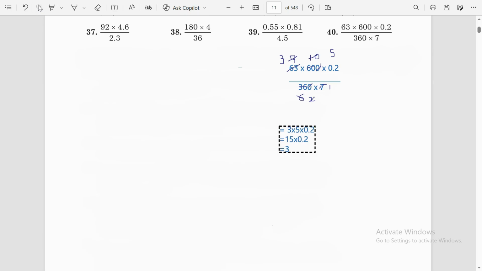What are we left with? This is 3 multiplied by 5 multiplied by 0.2, and you can see 3 fives are 15 times 0.2, the answer is 3.